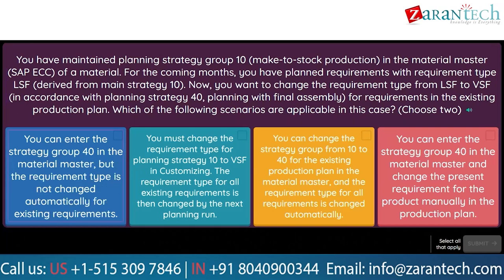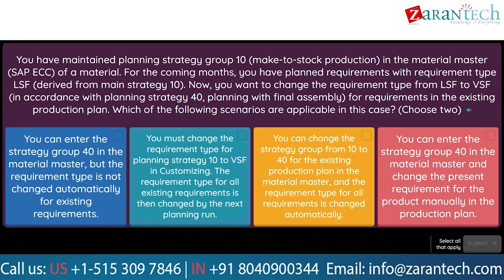Choose 2. Option 1: you can enter the strategy group 40 in the material master, but the requirement type is not changed automatically for existing requirements. Option 2: you must change the requirement type for planning strategy 10 to VSF in customizing. The requirement type for all existing requirements is then changed by the next planning run. Option 3: you can change the strategy group from 10 to 40 for the existing production plan in the material master, and the requirement type for all requirements is changed automatically. Option 4: you can enter the strategy group 40 in the material master and change the present requirement for the product manually in the production plan.